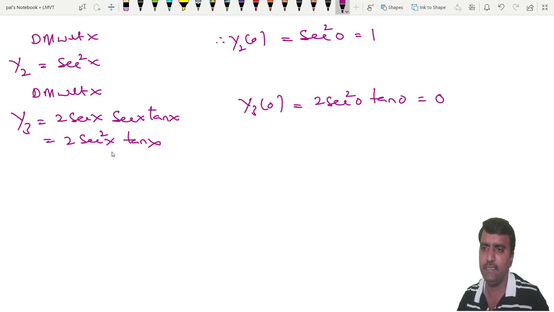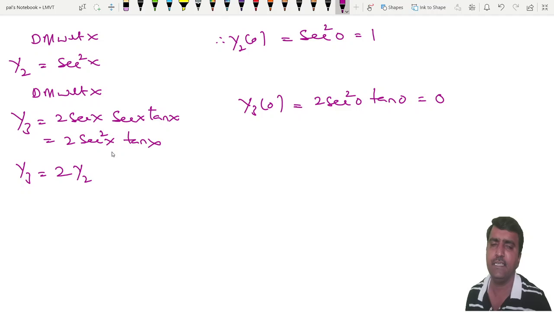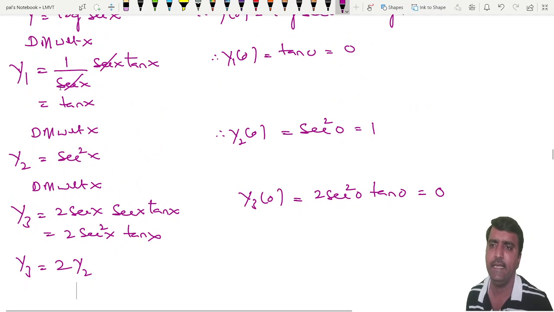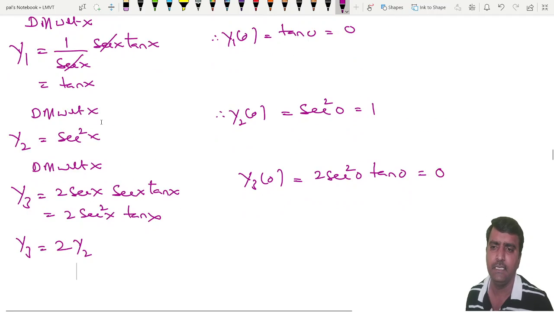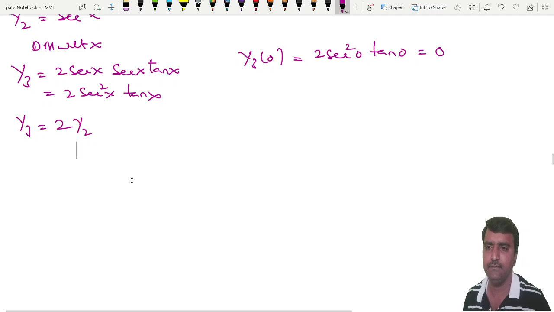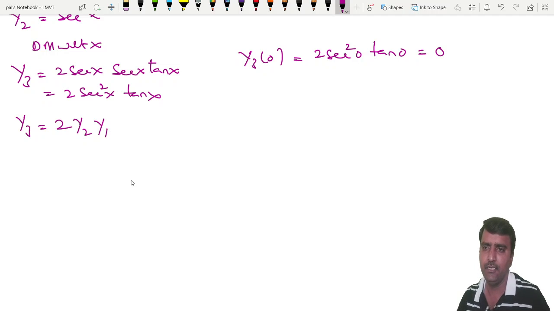So to avoid the lengthy steps you can do like this. y3 can be rewritten, y3 is 2 into, as you know that y2 is secant square x, so in place of secant square x you write y2. Tan x is y1, so in place of tan x, write y1. So now it becomes 2 y2 y1. Now the differentiation becomes easy. So differentiate this with respect to x.